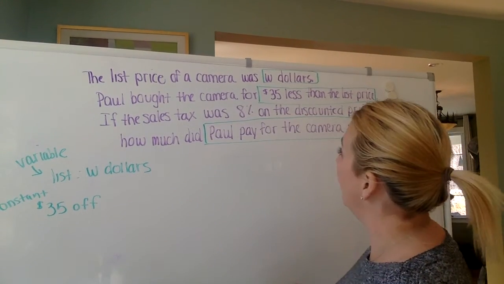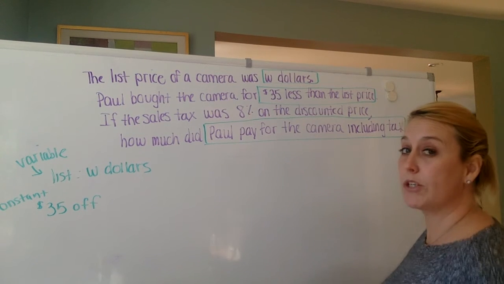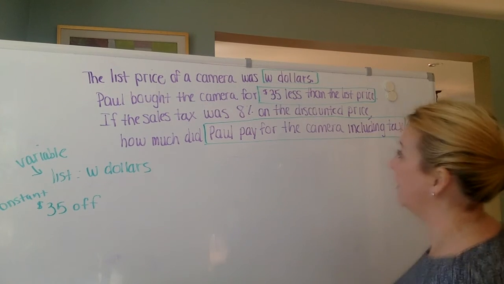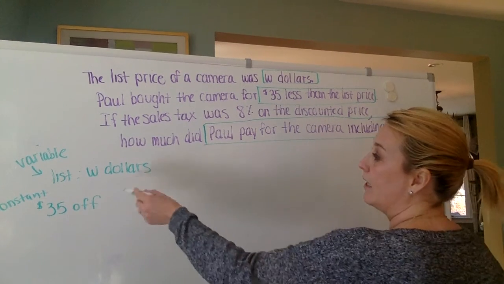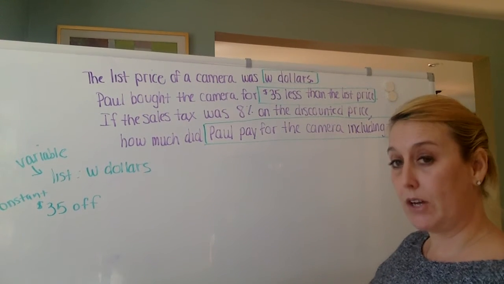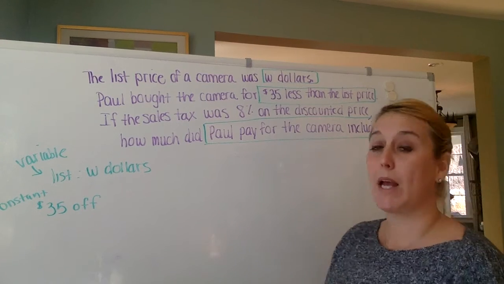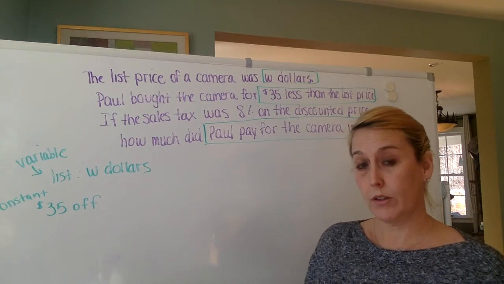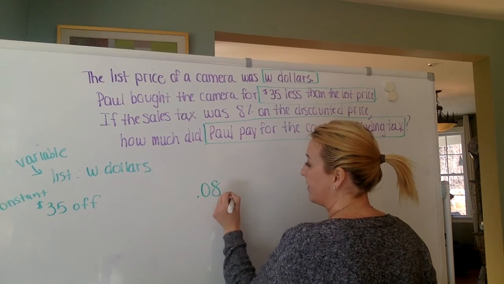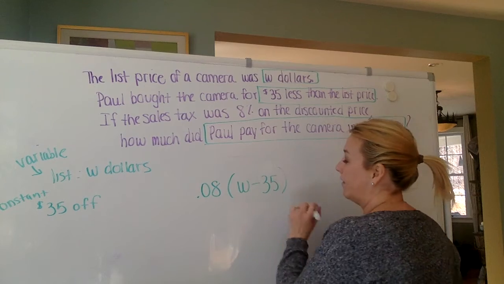If the sales tax was 8% on the discounted price, how much did Paul pay for the camera, including tax? So once he had that discounted price, he still had to pay 8% on that. Now, I want to find out what he paid in all. So I don't want to just find out 8% times W minus 35.